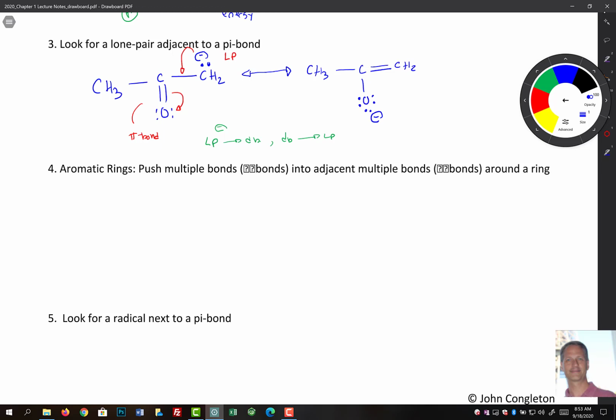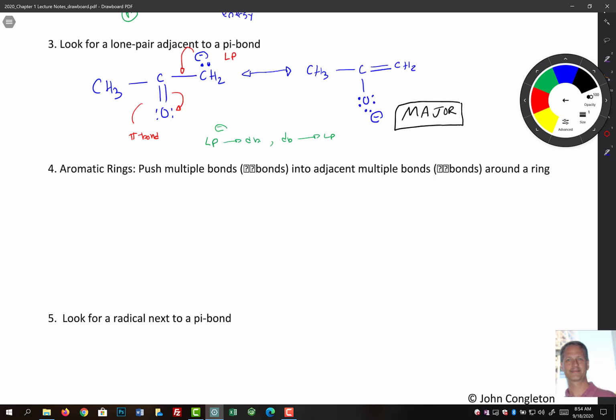So when we look at this, which one is better here? Well, they both have full octets, so that's good. The structure on the right has a negative charge on the more electronegative atom. So probably this one over here is going to be our major of the two. Now remember, it doesn't mean that's the actual Lewis structure. It just means that in the hybrid, because it's a weighted average of both of these, the structure on the right contributes more. And those are the big ones, 1, 2, and 3.